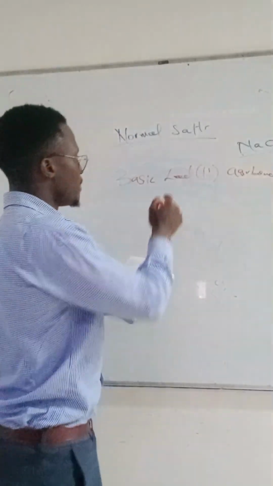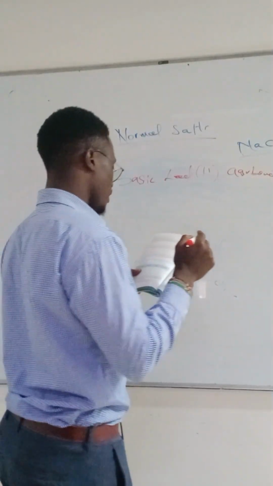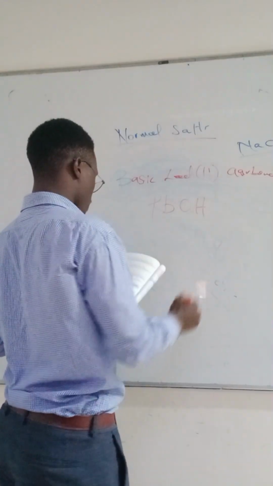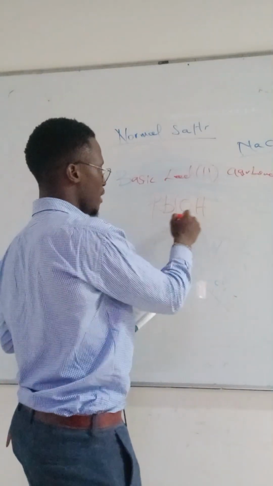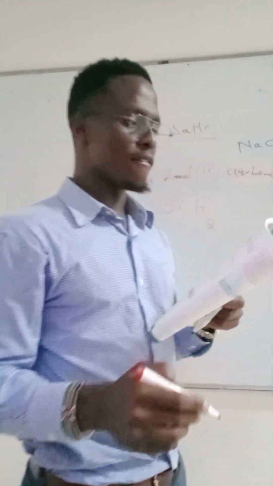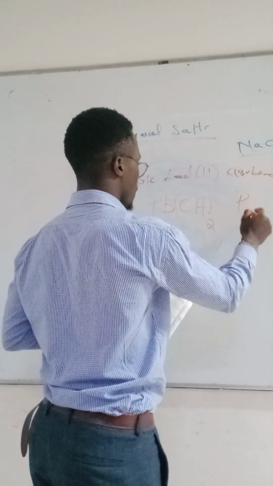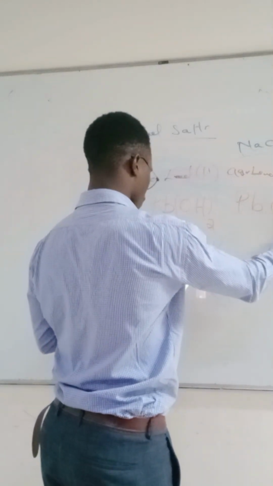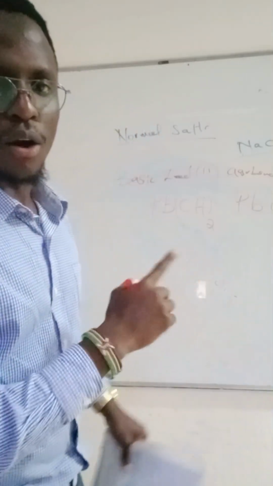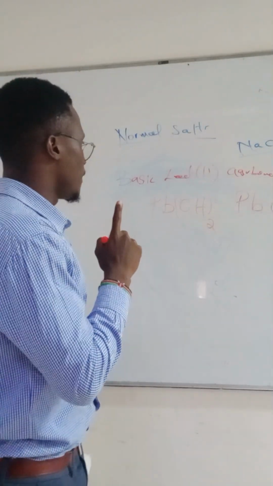So the lead will react with the OH group first. So it will be Pb(OH), and then 2 because lead is a metal with a charge of 2. And then it will react with the carbonate, CO3. So that is how we write basic lead 2 carbonate.